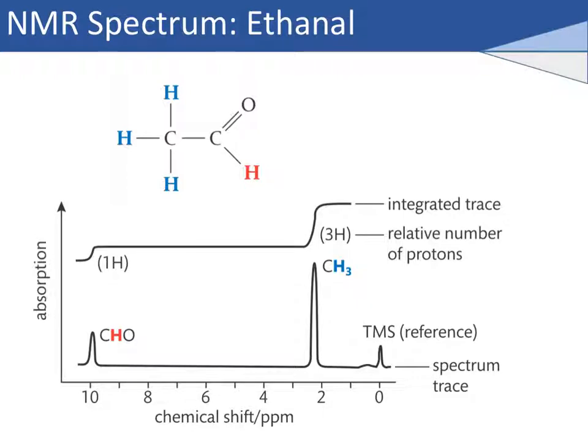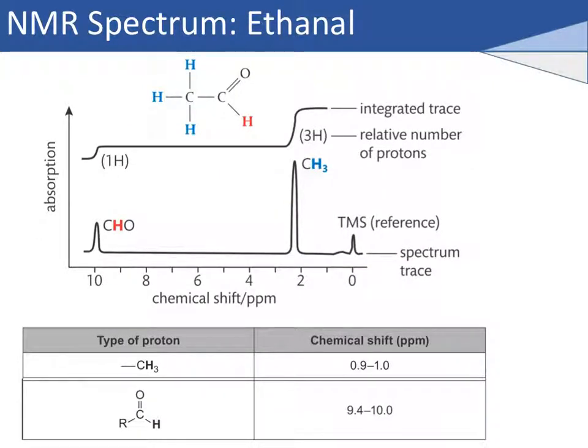And the integration trace, we will either be told the number of hydrogens for each peak, or we will be given a trace, and we compare the relative heights. This height is 3 times as big as this height, so it's 1 to 3. And 1 to 3 makes sense for ethanal, because this hydrogen is a single hydrogen in its own chemical environment, and these hydrogens are in their own chemical environment as well. Each of these 3 hydrogens is the same chemical environment. So there should be 1 peak that's worth 3 hydrogens, and there should be 1 peak that is worth 1 hydrogen.